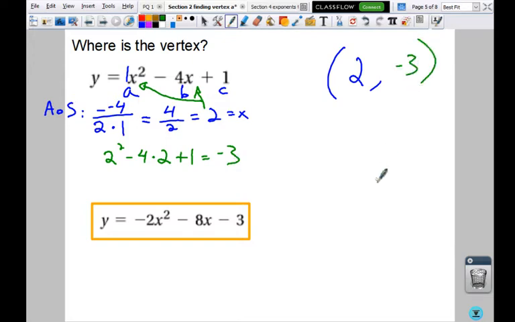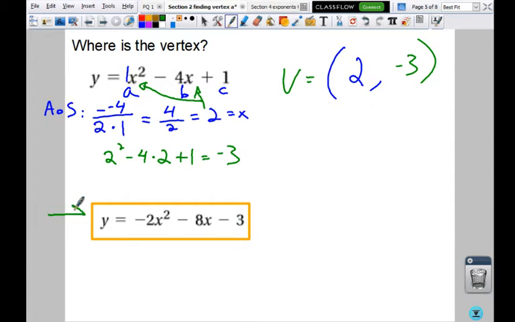Alright, so my vertex is 2, negative 3. That's it. You find your axis of symmetry, you did half the work. And then you just need to plug it into Desmos to get the y. That's it. Alright, let's try another in class.